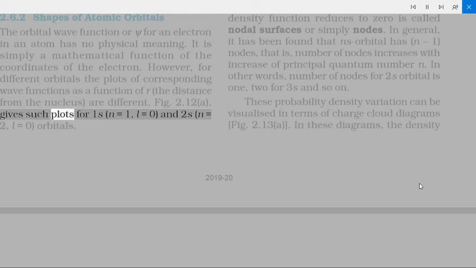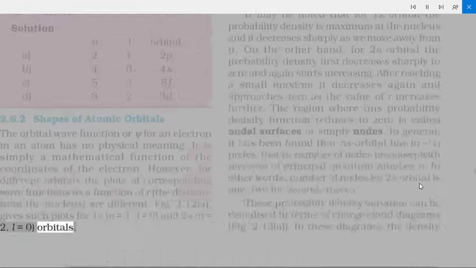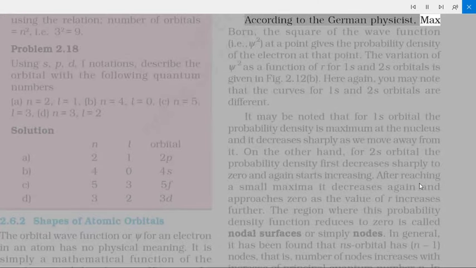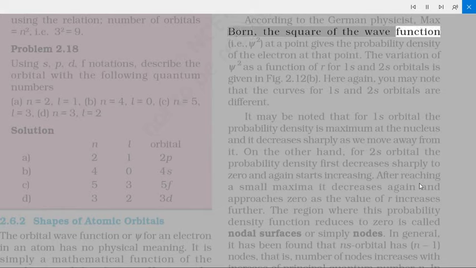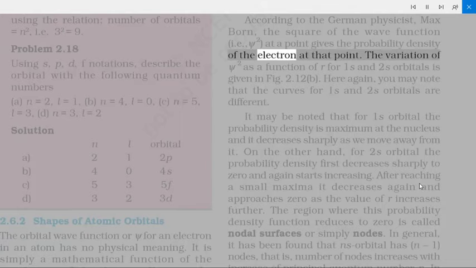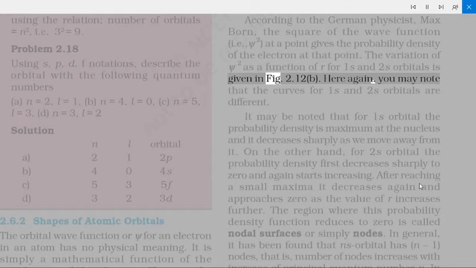Fig. 2.12a gives such plots for 1s (n = 1, l = 0) and 2s (n = 2, l = 0) orbitals. According to the German physicist Max Born, the square of the wave function, i.e., psi squared, at a point gives the probability density of the electron at that point. The variation as a function of r for 1s and 2s orbitals is given in Fig. 2.12b. Here again, you may note that the curves for 1s and 2s orbitals are different.